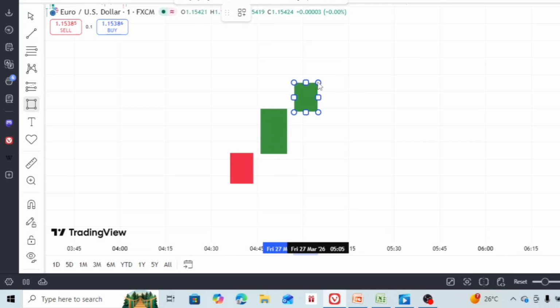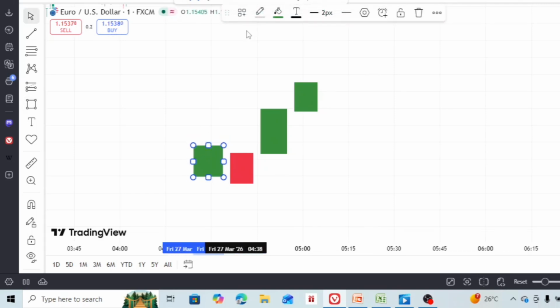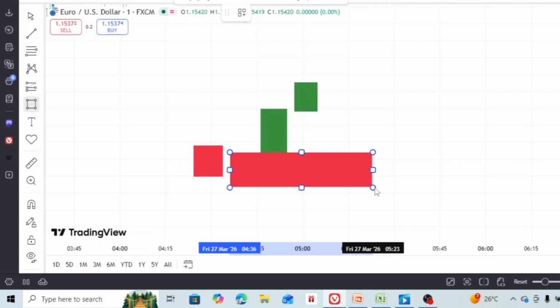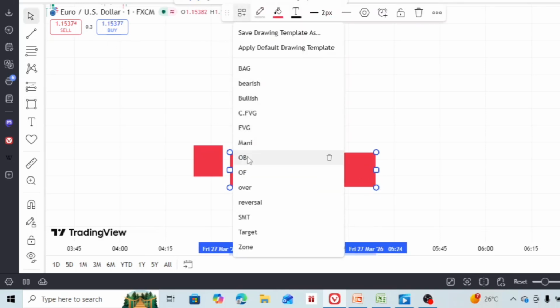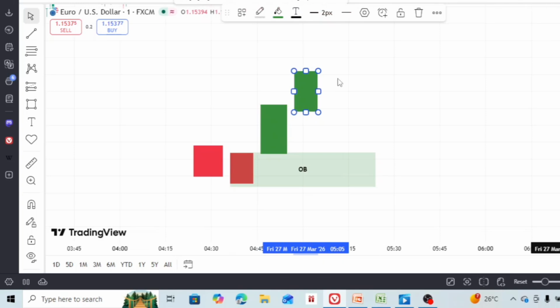So which one is the last selling candle here according to the theory? Suppose this is a bearish candle, and this is also a bearish candle. So the last selling candle is here, before a strong move from the buyers. We can take this candle as an order block. This last selling candle before the strong move is the order block.